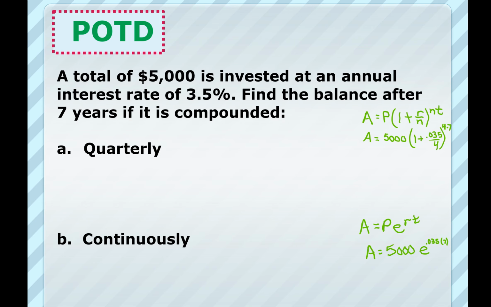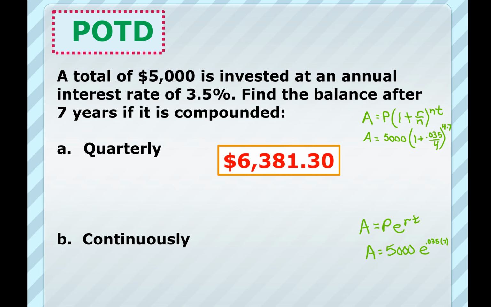Okay, welcome back. You should have used these two formulas. Your quarterly indicated that it was compounded 4 times a year. Remember, your interest rate is entered as a decimal, so 0.035. So for my first value, I had $6,381 and some change.